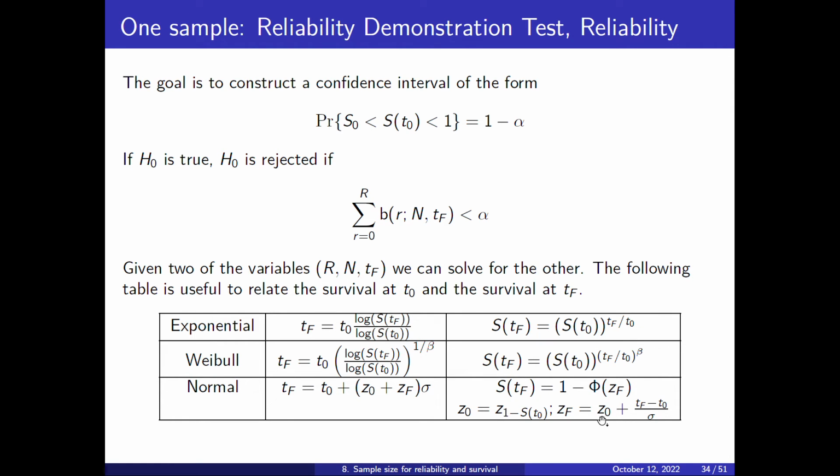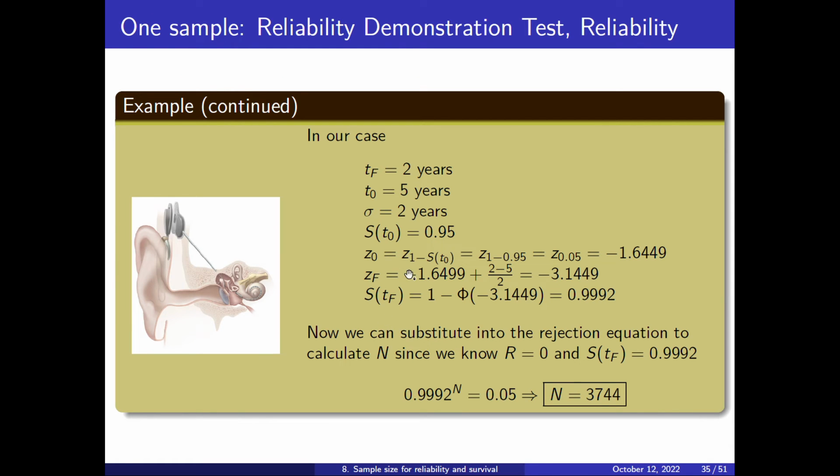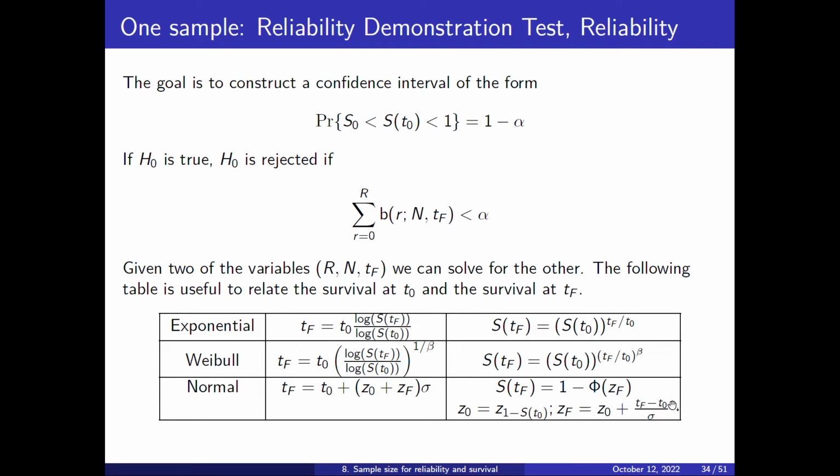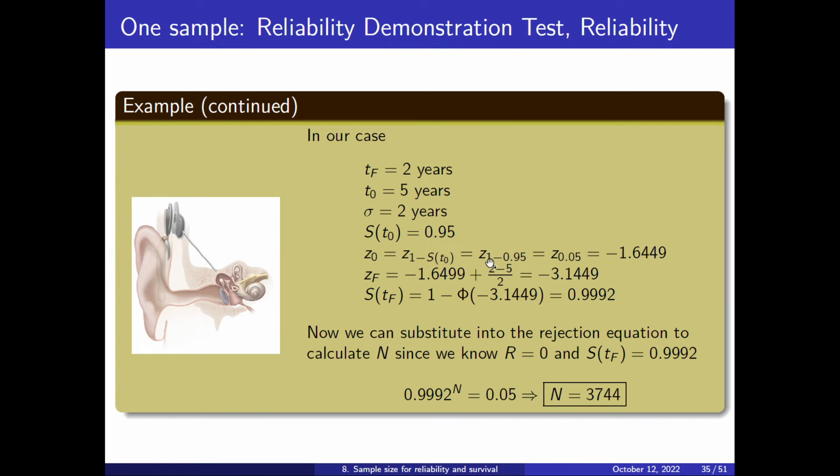It is C0 plus TF minus T0 divided by sigma. So we have everything. So it is C0 plus 2 minus 5, 2 because it is TF minus T0. So we will observe the devices for 2 years, but we want to infer something at 5 years, divided by sigma. That is the standard deviation of the survival time. So this is minus 3, and then we calculate the survival at TF.